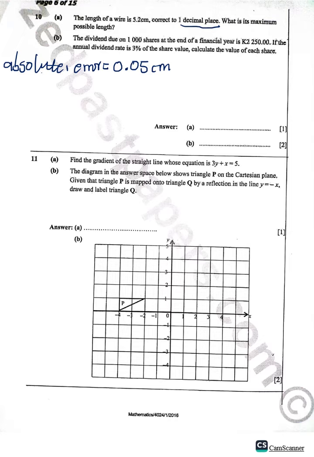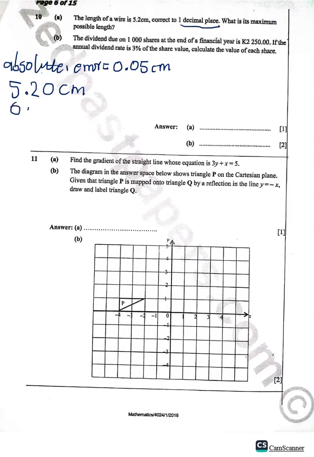If it was to a whole number, it should have been 0.5. So if you are just given a whole number, it's 0.5. One decimal place 0.05, 2 decimal places 0.005. That's a pattern. So now, since we are looking for maximum, we are going to get our 5.2, we can just put a 0 here, centimeters. The maximum is found by adding. The minimum can be found by subtracting.